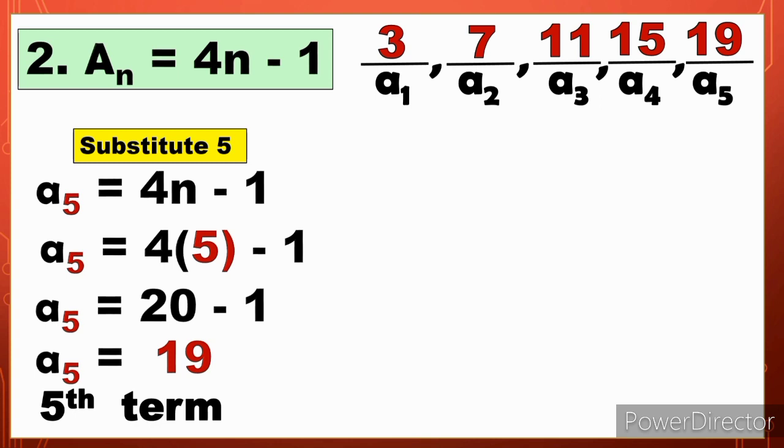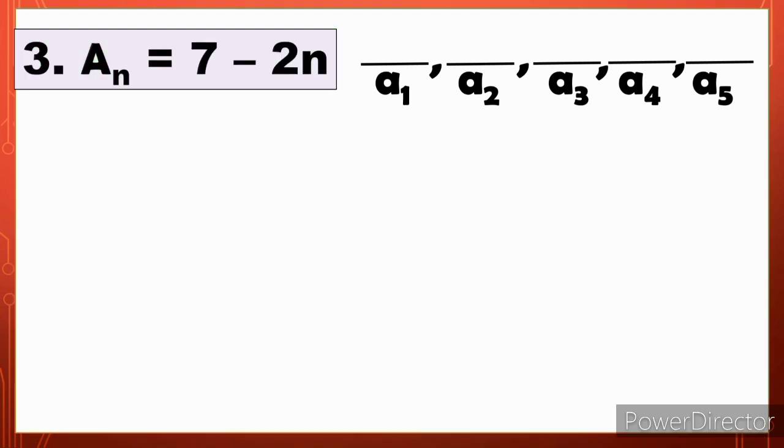Therefore, ang first 5 terms ng rule natin na a sub n equals 4n minus 1 ay 3, 7, 11, 15, 19. Okay, next, let's have another example, which is number 3. So the given rule or equation is a sub n equals 7 minus 2n. And we are going to find the first 5 terms of the given equation.